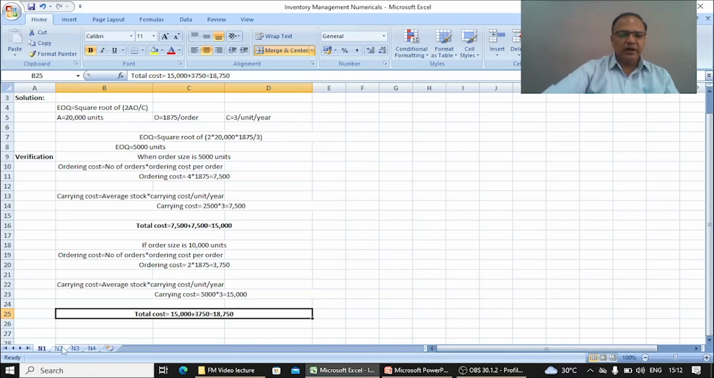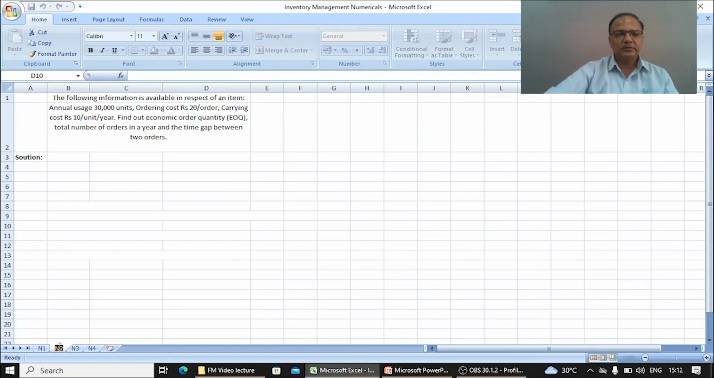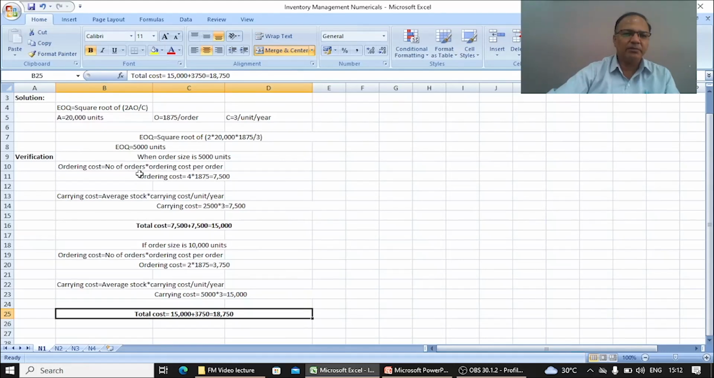Now, let's do another problem. In this question, the following information is available in respect of an item. Annual usage 30,000 units, ordering cost rupees 20 per order, carrying cost rupees 10 per unit per year. Find out economic order quantity. So let's take the help of the last numerical so that we may reduce some time.